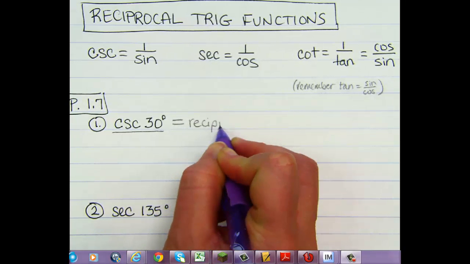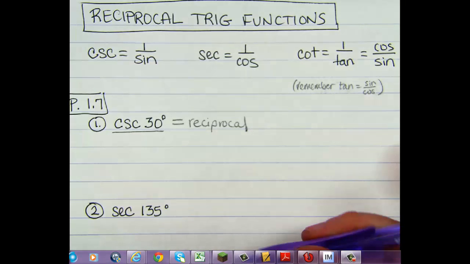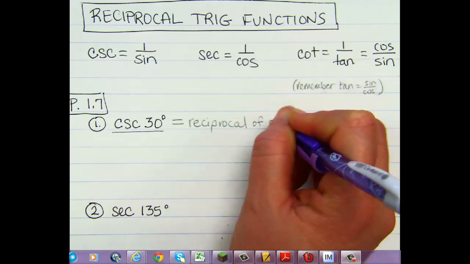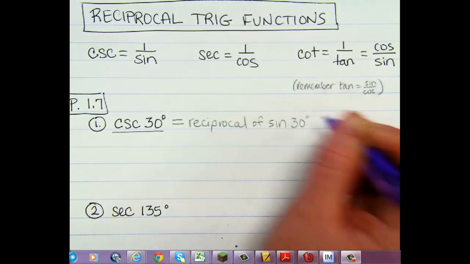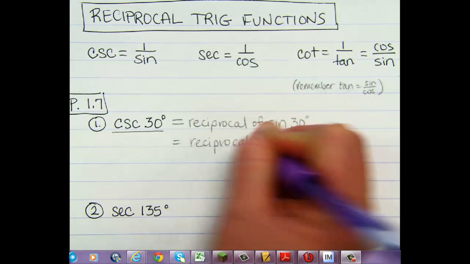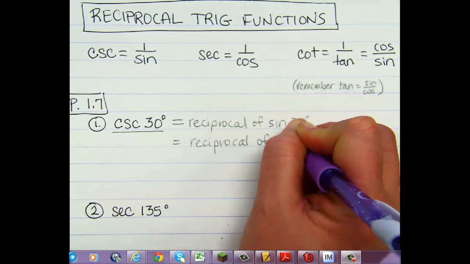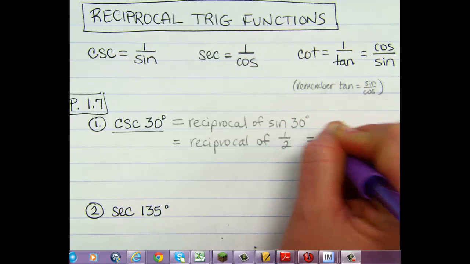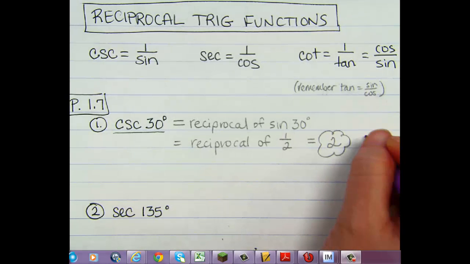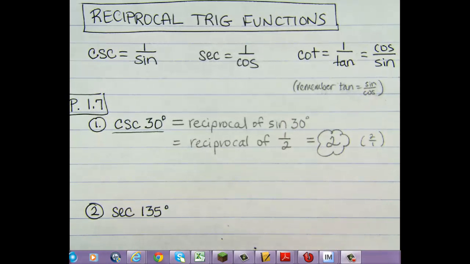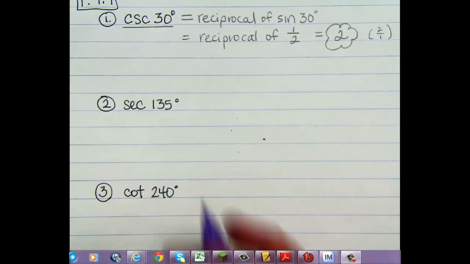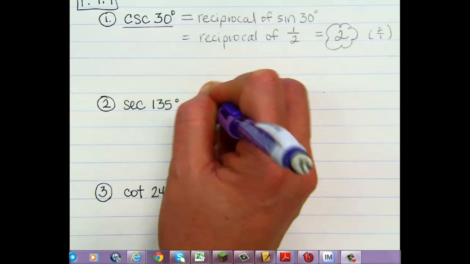All right, let's evaluate cosecant 30. Well, that's the reciprocal of the sine of 30. Well, we've figured out through all this time and practice and studying that sine of 30 is 1/2. So we need the reciprocal of 1/2, which is simply 2. So when I evaluate the cosecant of 30, I get 2, or 2/1. And that's all there is to it. That's why it's so important to know our unit circle.